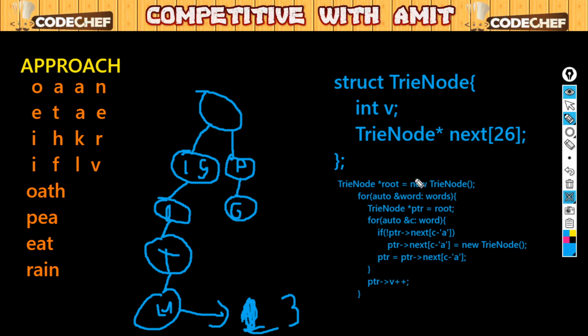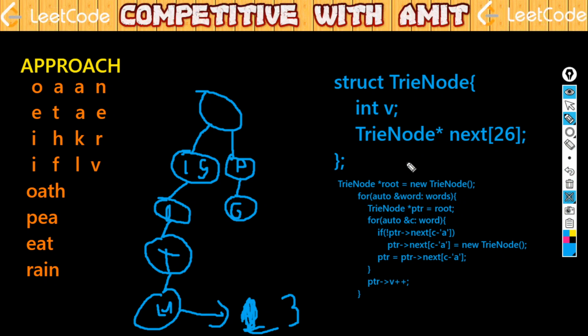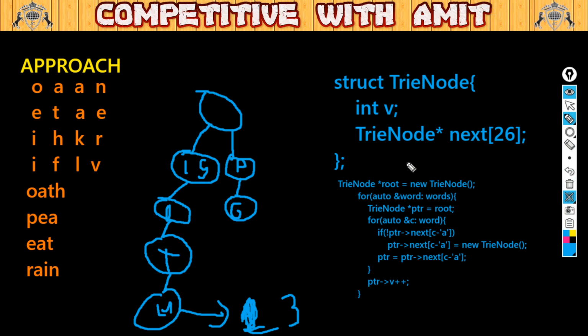So this is what we have done until now. We have understood the Trie data structure and we have inserted the nodes into it. Now we will go for the fetching part, that is, how we will do the backtracking part using this. So now we'll understand the backtracking part.